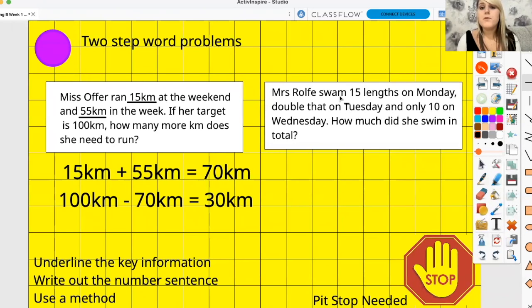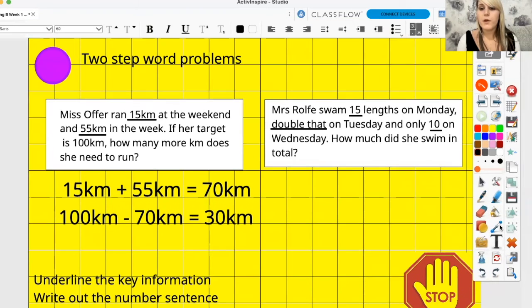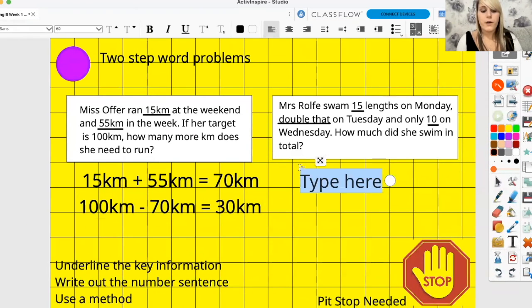And then let's have a look at the other example. So Mrs. Rolfe swam 15 lengths on Monday, double that on Tuesday, and only 10 on Wednesday. How much did she swim in total? So I know she swam 15 lengths. She's also swam 10 lengths. So I'm going to add those 2 together because she swam that and we know. So 10 add 10 is 20 and we've got 5, so it's 25.